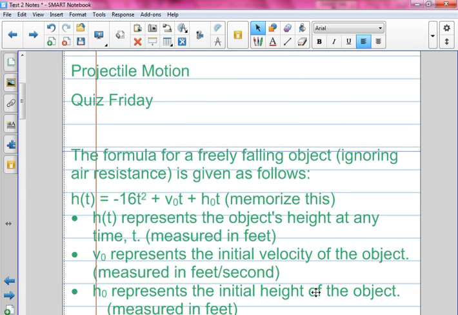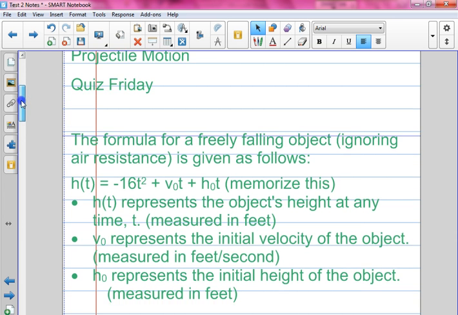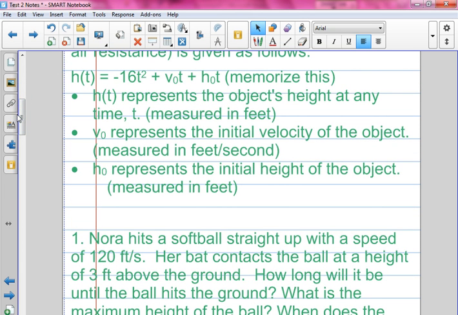So it's h of t equals negative 16t squared plus v naught t plus h naught, where that little subscript 0 means naught. Memorize this. So h of t represents the object's height at any time t measured in feet. v naught represents the initial velocity of the object measured in feet per second, and velocity means speed. And h naught represents the initial height of the object measured in feet.